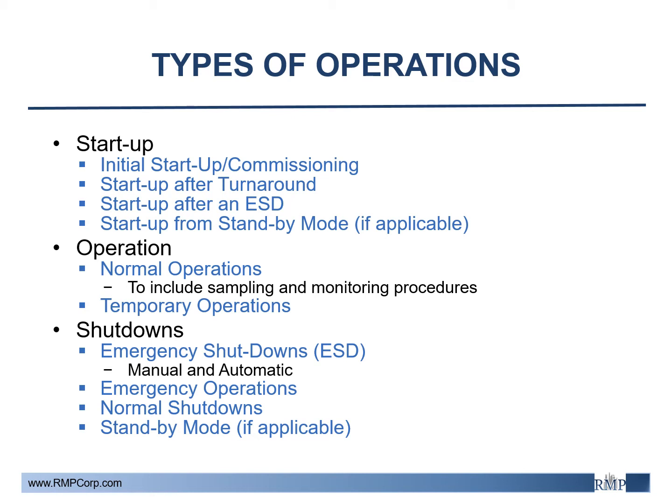Emergency operations aren't typically utilized as the system usually remains shut down until repairs are made. However, if the system is designed to operate with the loss of a piece of equipment, this will need to be examined for inclusion in the SOP. A likely example of emergency operations would be the loss of power and switching over to a backup power source.